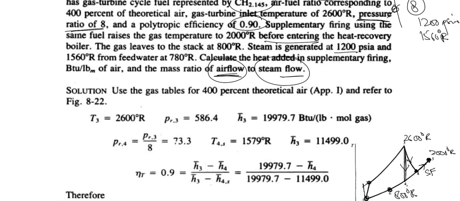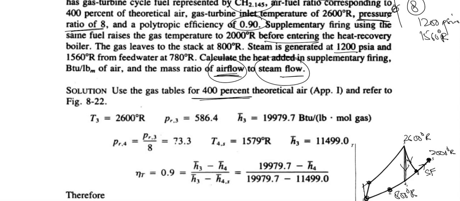The ideal gas equation would not be a perfect choice for this kind of example, because the gas which is entering is at 400% theoretical air. The ideal gas equation is okay for 100% theoretical air, but it would be difficult to use for 400% theoretical air. So further, I would use the A table.